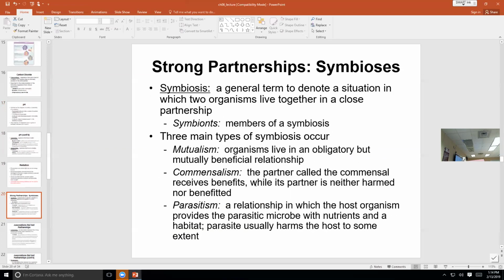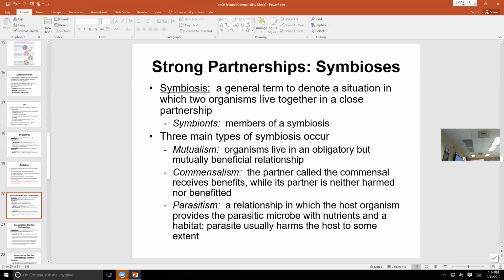Commensalism. Sometimes we hear about our microbiomes as being commensalism, but they're really not. It's more of a mutualism. Commensalism is where one partner is neither harmed nor benefited. The one partner is receiving the benefits, but the other one is not really harmed. Parasitism means that one of them is going to be paying a price for the other one surviving. So these are just three types of symbiosis.